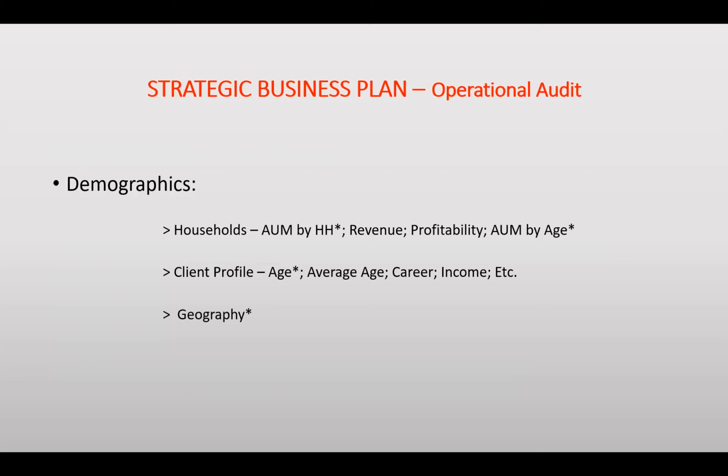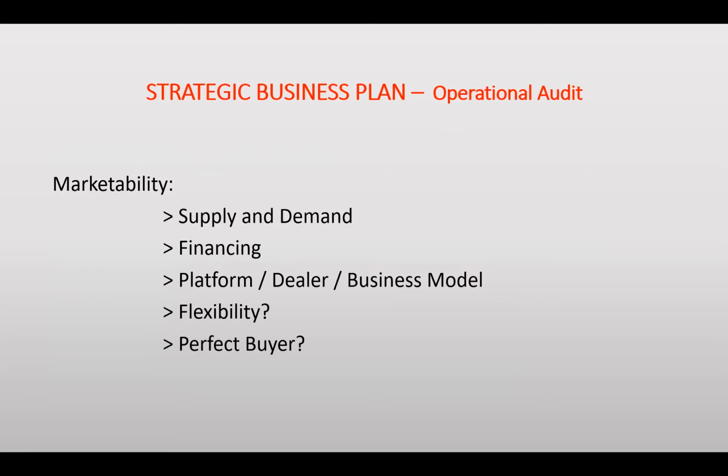And those asterisks, those stars, that I forgot to put on the slide, mean they're the most important things: assets by household, the average age, and the breakdown of assets by age. Again, if your top 10 clients are all north of 75 and they have 80% of your business, you better start prospecting, or you're going to start losing assets over the next 5 to 10 years.